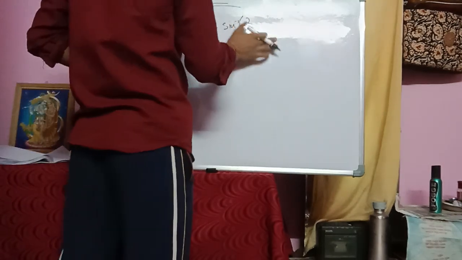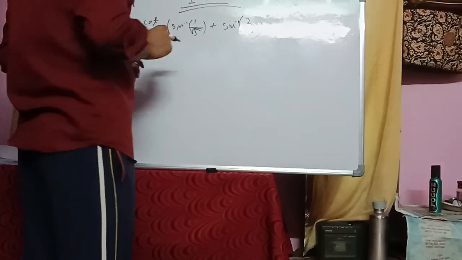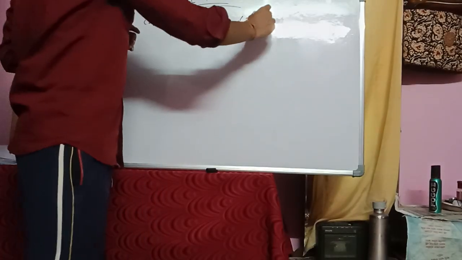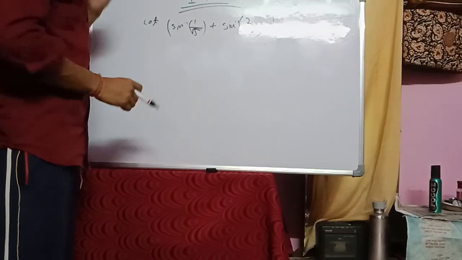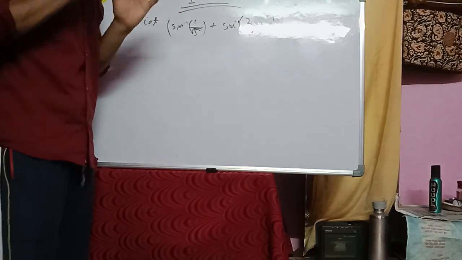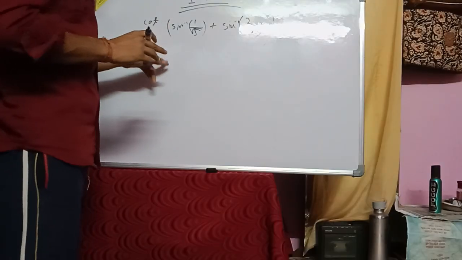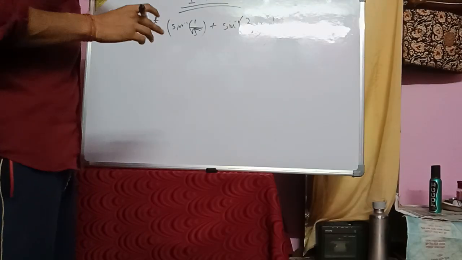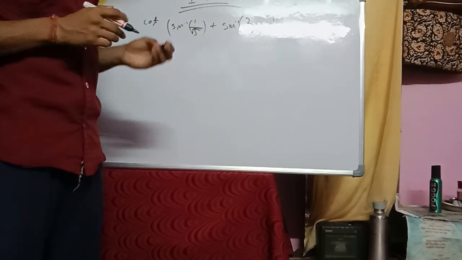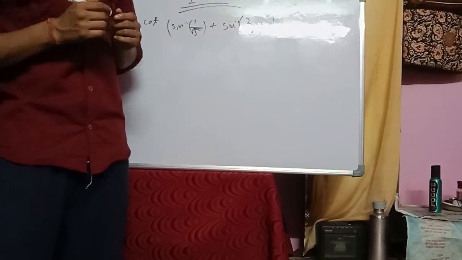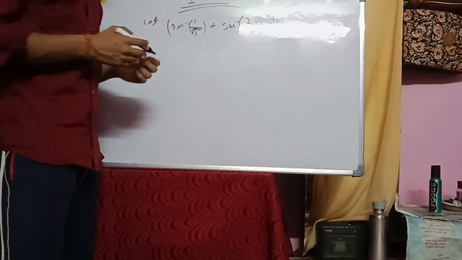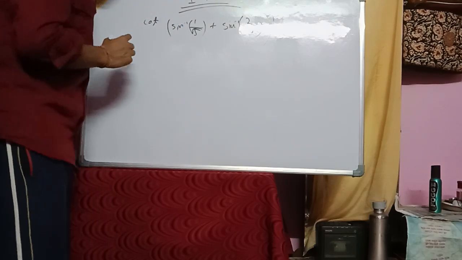When asked to evaluate this expression, we got some answers here. This is going to be fun. So first of all, we don't want to remember this cot formula. We can do that by taking the reciprocal of the tan of a plus b formula, but that's going to be a bit problematic. Instead, the approach I'm going with is this.